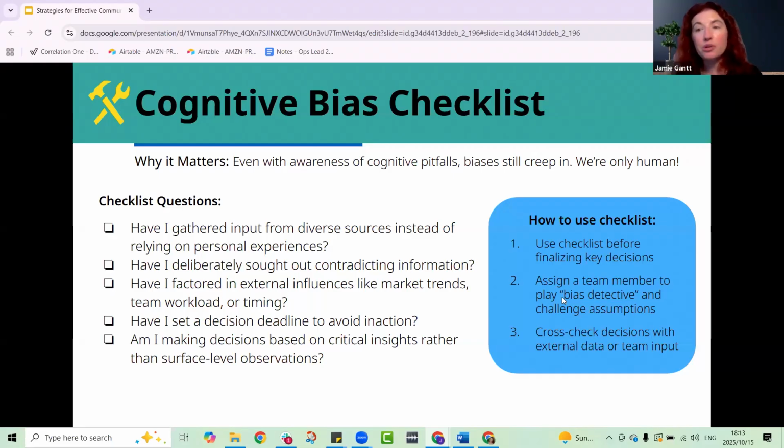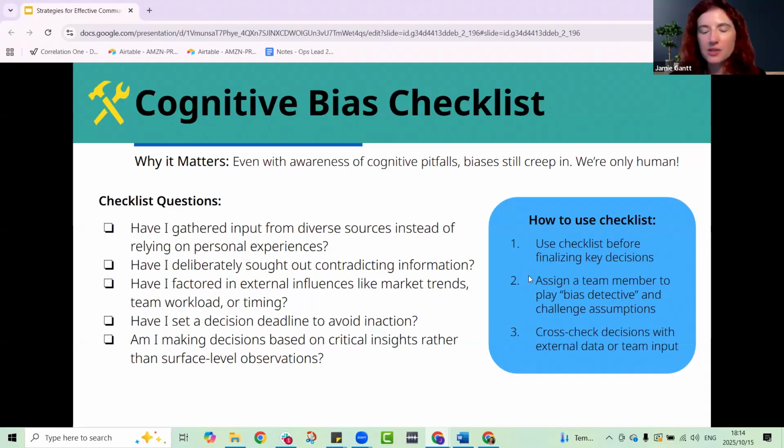Have you deliberately looked for a contradiction? Have you factored in all of the external influences? Have you set a decision deadline so that you don't get stuck in analysis paralysis? And make sure that you are making the decisions based on critical insights, not just your immediate surface level observation. Like if I say, oh, this person's slow today, they must be tired. You don't know that. Go chat to them, find out what's slowing them down. Maybe their scanner is broken. You don't know. So double check those.